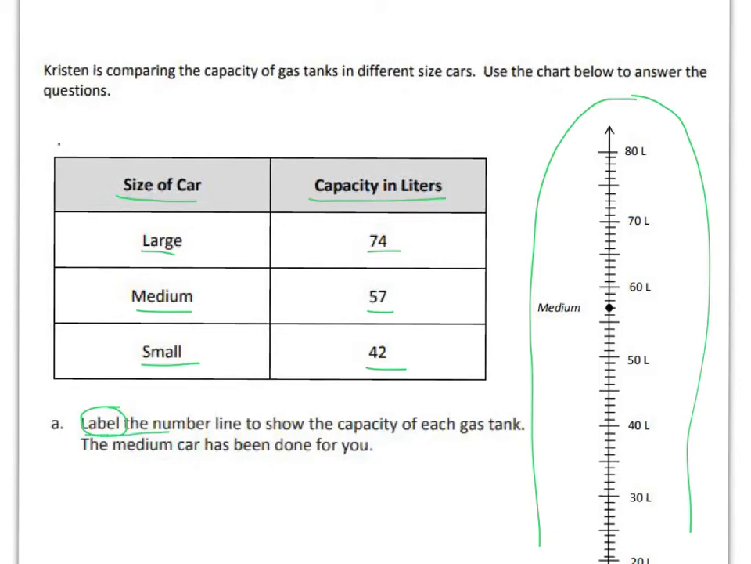So I need to label the number line to show the capacity of each gas tank. The medium one, which is 57 liters, is right here. They already labeled it 57 liters and they wrote medium. So I'm going to go ahead and plot large and small. The large is 74 liters. So if I needed to plot that on my number line, I'd find 70, which is right here, and then I would count up. 1, 2, 3, 4. There's 74 right there. And I'm going to write large.